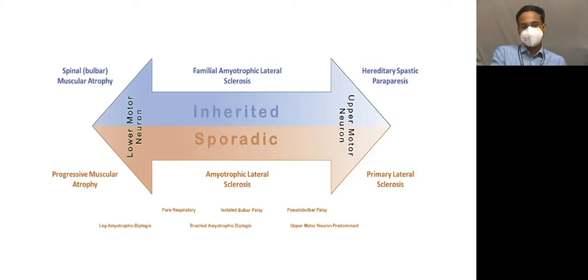Now, in the inherited forms, the upper motor neuron dominant form is hereditary spastic paraparesis. And in the lower motor neuron dominant form, you have the spinal muscular atrophies and the spinobulbar muscular atrophies.